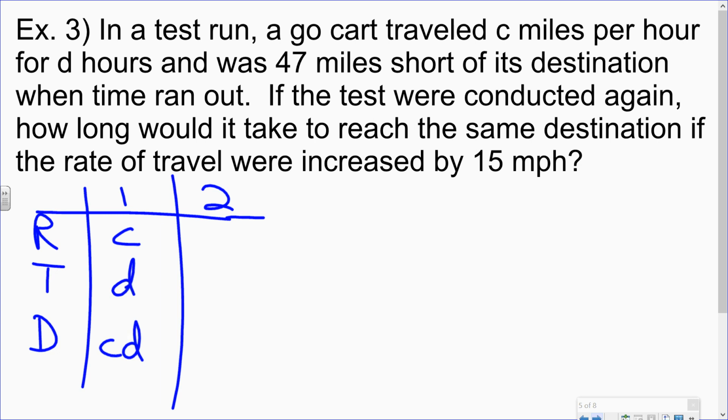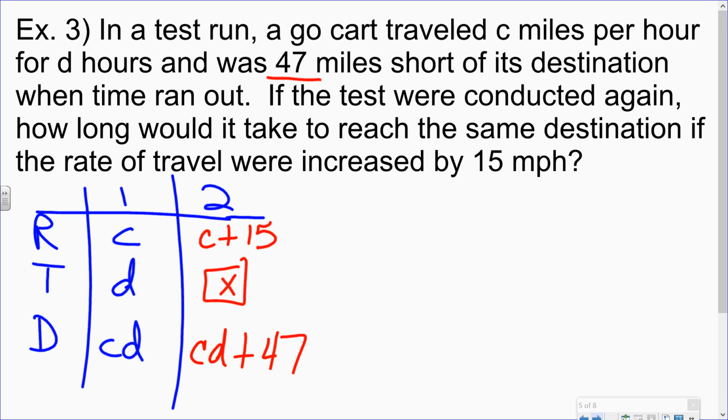Then we go back to the problem and start reading again to fill in column 2. So on the test run, it didn't go far enough. It needed to go a longer distance. So the distance we need for case 2 needs to be CD plus 47. We want to know how long it takes, so we're trying to find the time. I've used C and D, so I'll use X for what I'm trying to find. And we're going to increase the rate by 15. So instead of C, it's now C plus 15.